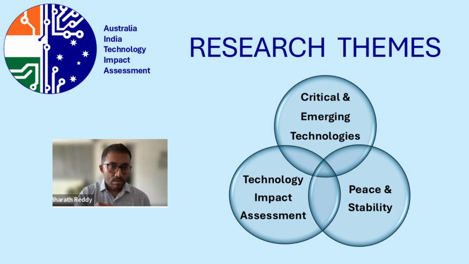So the third area of interest that we're looking at is peace and stability. Australia and India share concerns about the harmful actions of certain actors on these two countries. So there are shared concerns, shared interests, shared values, and there's also the rapid adoption of technology and the evolving geopolitical landscape, which adds further complexity to this entire analysis.